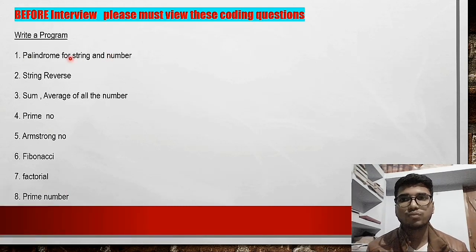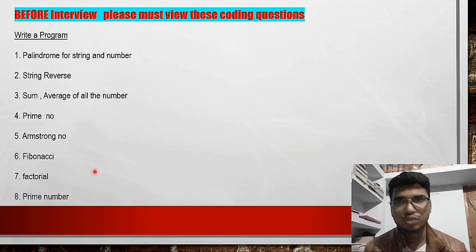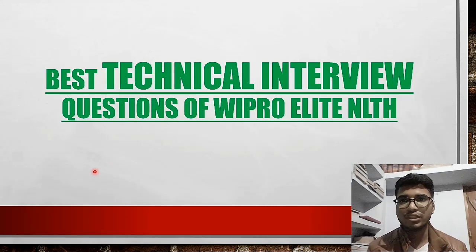Write a program for palindrome for string and number. Second one is string reverse. Then sum and average of all the numbers, prime number, Armstrong number, Fibonacci series, factorial number, and prime factor number. Such types of coding questions will be asked in the interview. During the interview, they will ask you to write the code. Okay, so you must review these questions and answers. So let's move on and watch the best technical interview questions and answers of Wipro NLTH.